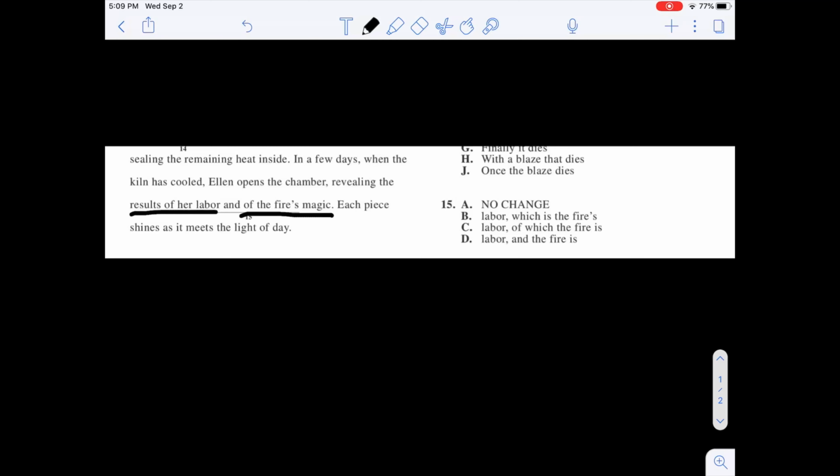So in this case, it would be no change for the express purpose that we just have 2 items, however long and cumbersome they are. We still only have 2 items, so we don't put a comma there. The ACT tries to trick students a lot with that one, so watch out for that.